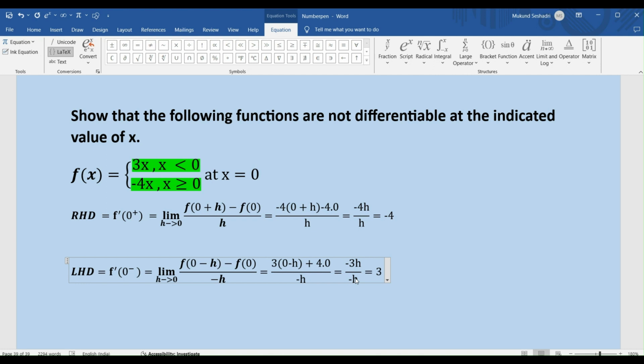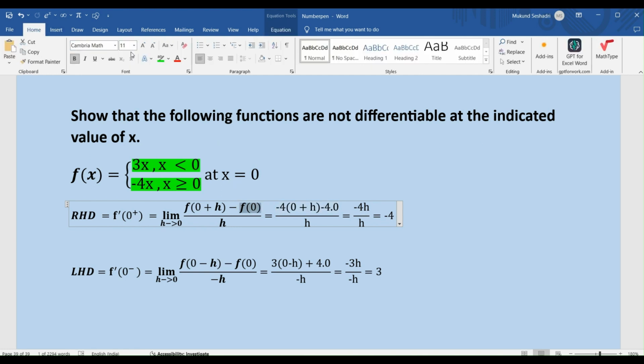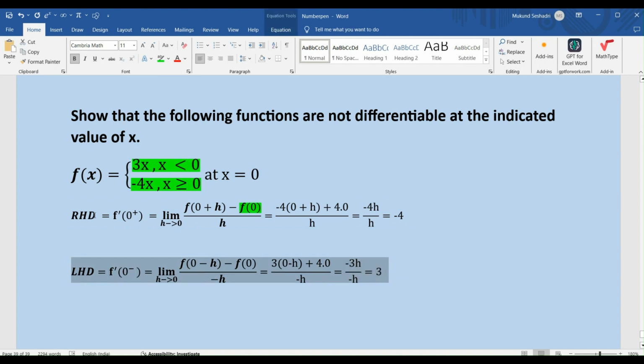So we have our RHD and LHD, and I want to draw your attention for a minute to RHD, where my apologies, I made a small error which I realized when I was doing the LHD. So minus of f of 0, which is this part of the expression, is actually a minus of minus 4x. So this becomes plus, but it doesn't change the answer in any way. So there we have, folks, our LHD is 3 and my RHD is minus 4.